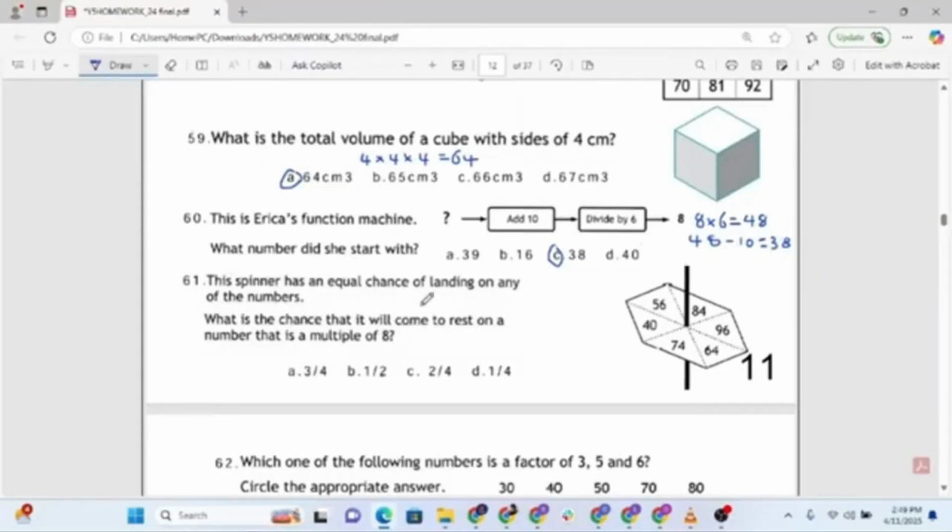Question 61. A spinner has an equal chance of landing on each of its labeled numbers. What is the chance that it will come to rest on a number that is a multiple of 8? The correct answer is option B, 1/2. Explanation. Half of the available numbers on the spinner are multiples of 8. Hence, the probability of landing on a multiple of 8 is 1/2.